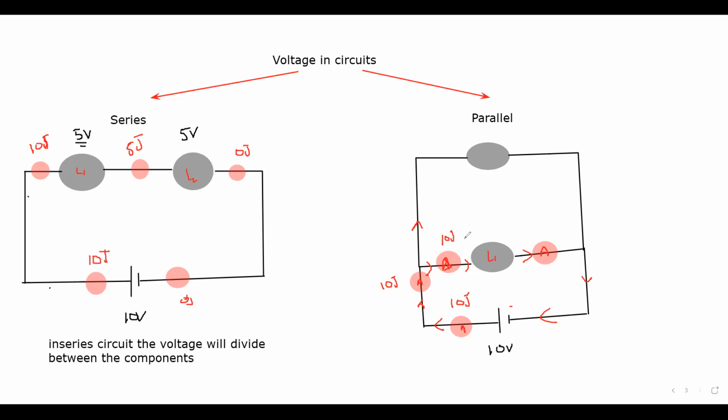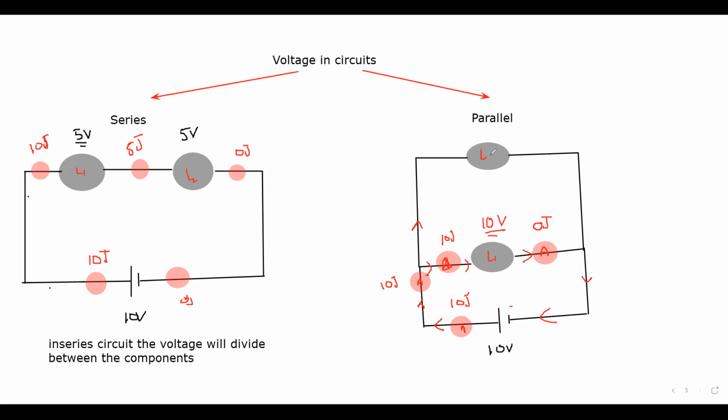So before entering, the charge will have 10 joules. Once it passes through lamp 1, it will transfer all of its energy. And why? Because this charge does not have any other component to pass. So after passing it will have 0. So what is the voltage here? The voltage here will be 10, the potential difference.